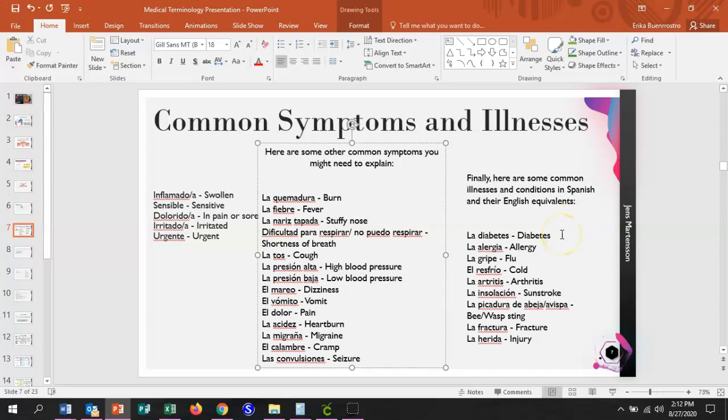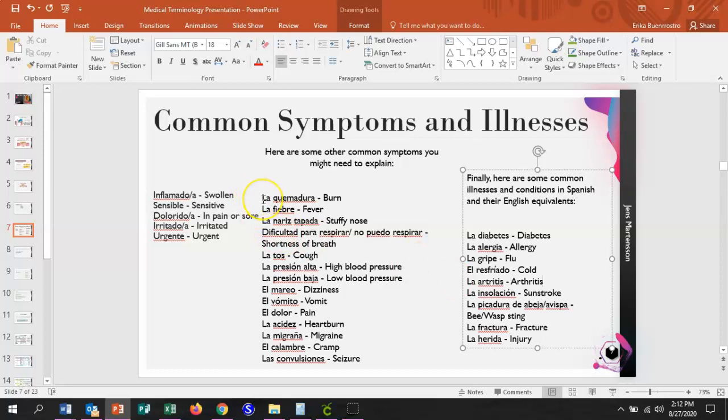So, for example, diabetes. If somebody's diabetic, you're going to say diabetes. Allergy is alergia. Flu, gripe. Cold, resfriado. This is actually incorrect, and I'm going to fix it as we speak because I want to make sure that you actually get the right spelling. There we go. And then arthritis is arthritis. Sunstroke, insolación. And then if you've been bitten by a wasp, bee, wasp sting, it's going to be picadura de abeja, avispa. Fracture is fractura, injury is herida.